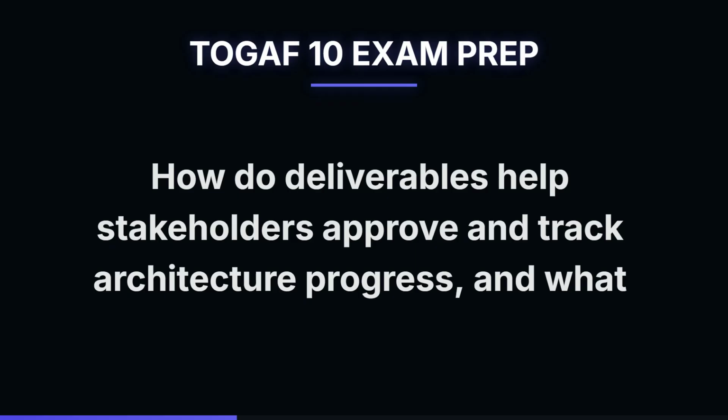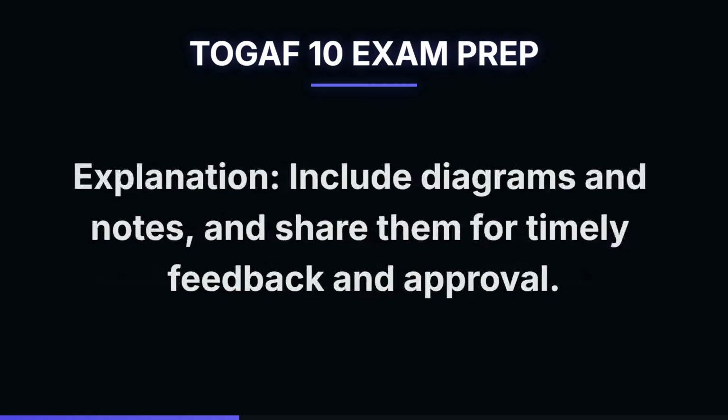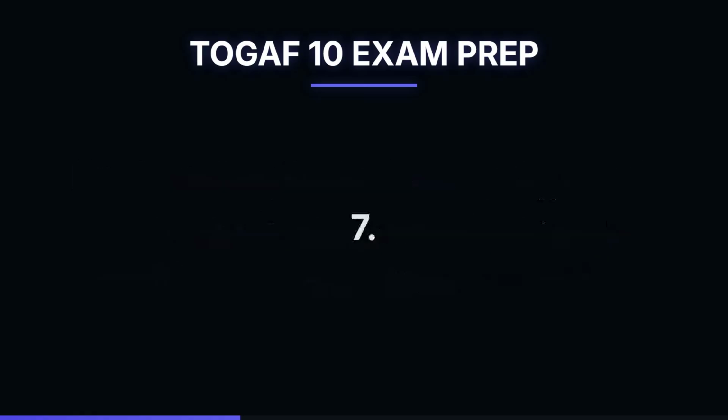6. How do deliverables help stakeholders approve and track architecture progress, and what should they always include? Deliverables show completed work and provide evidence for review and formal acceptance. Include diagrams and notes, and share them for timely feedback and approval.